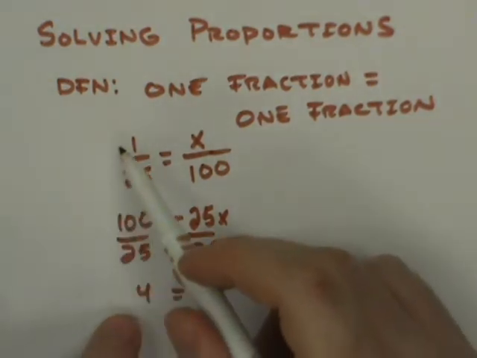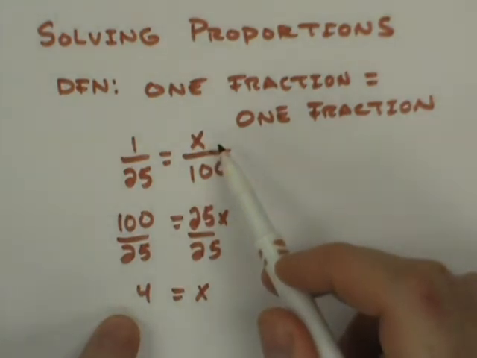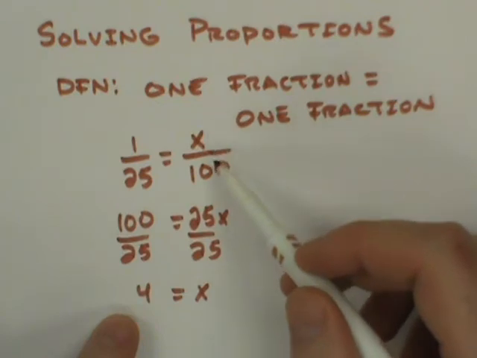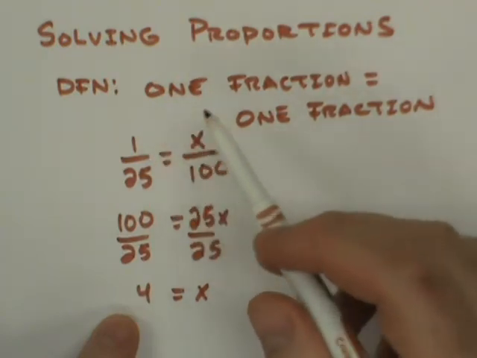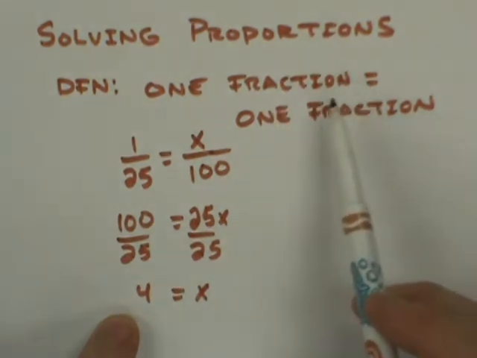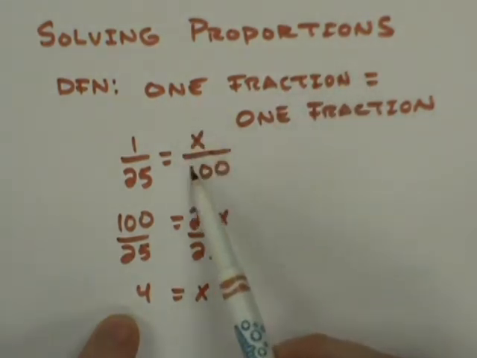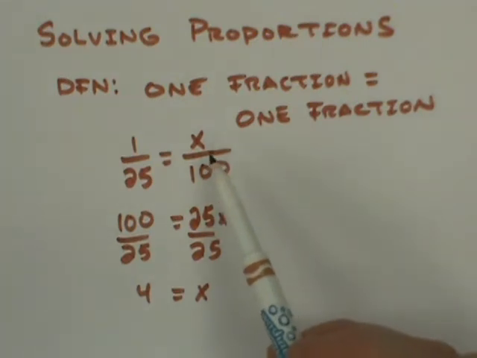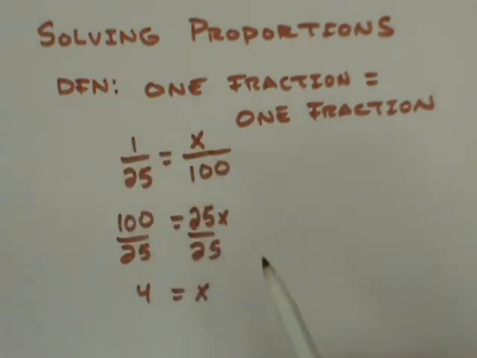Now if I put this 4 back into the original statement, we see that we get 4 over 100. Well, 4 over 100 reduces to 1/25. That's why we say that a proportion is one fraction equal to one fraction. Your end result is just a scaled version of your original fraction.